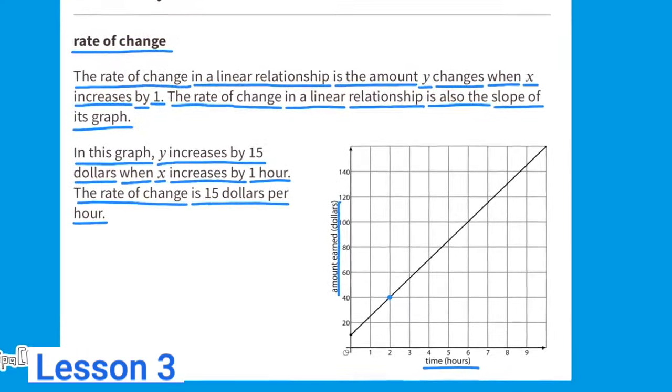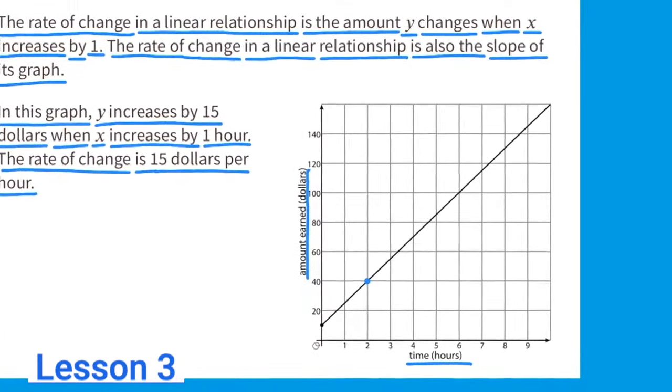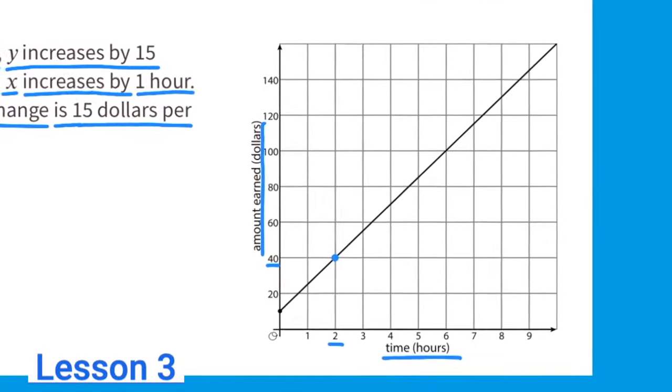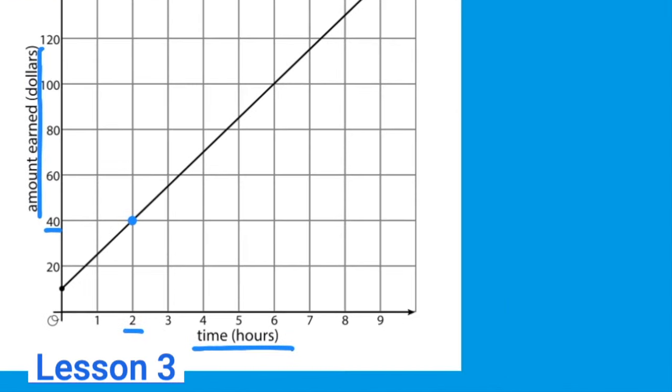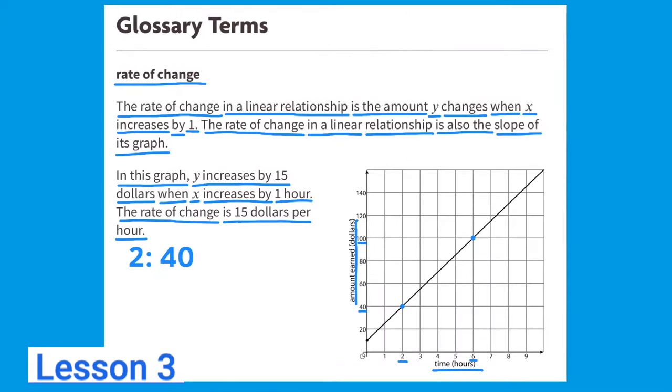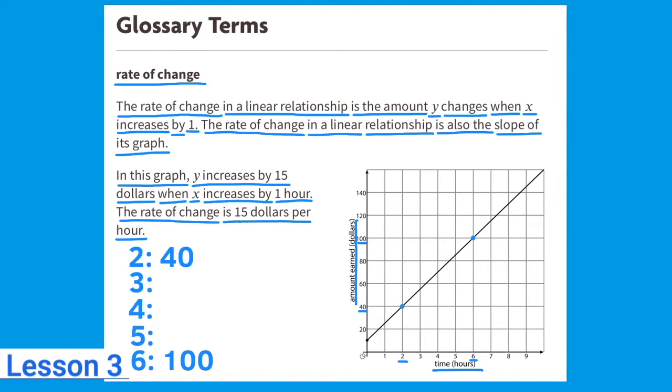2 units to the right of the origin along the x-axis and 40 vertically on the y-axis. I'll place the second point at coordinates 6 and 100. The first point represents 2 hours and $40, and the second point represents 6 hours and $100. It says that the rate of change is $15 per hour, so let's test that out.